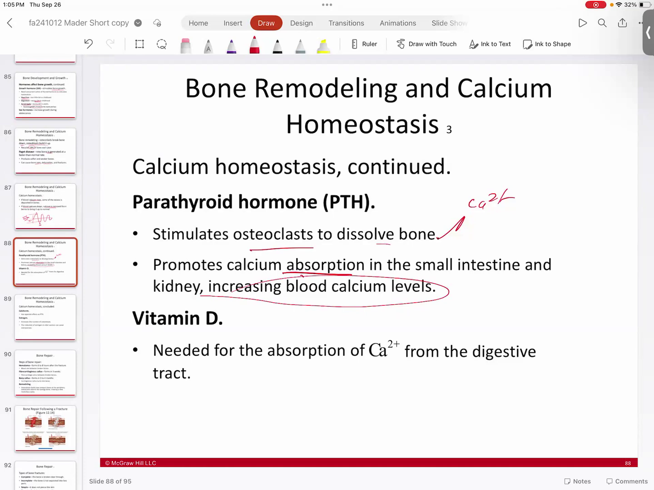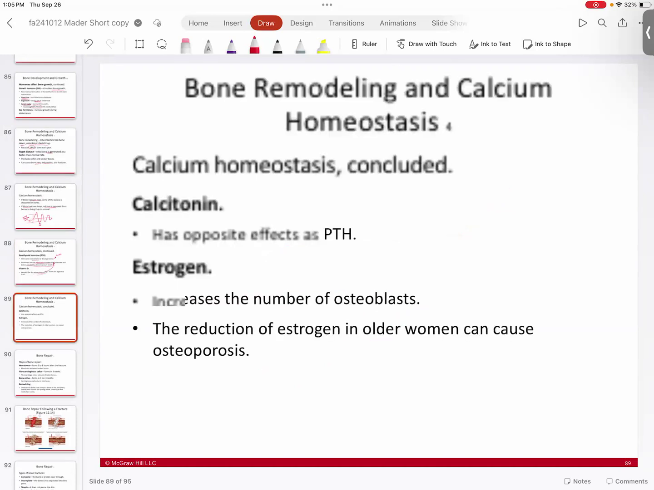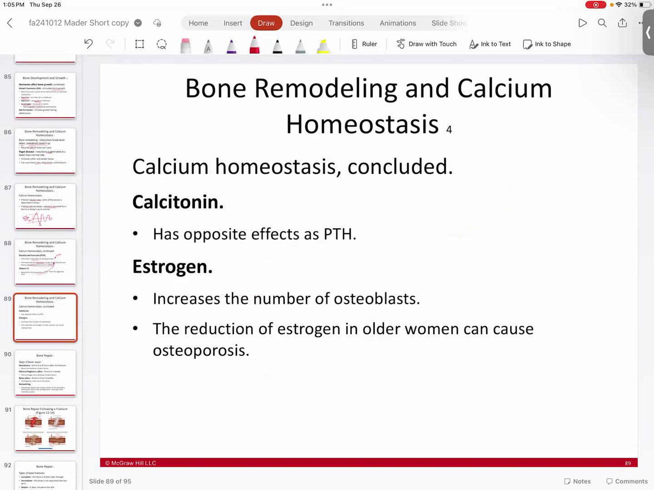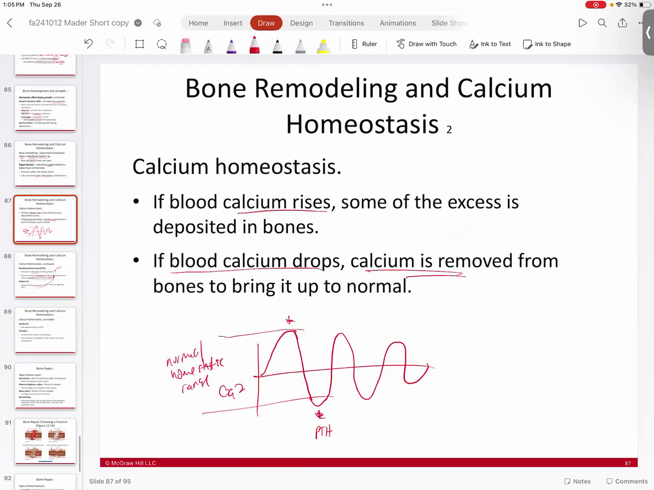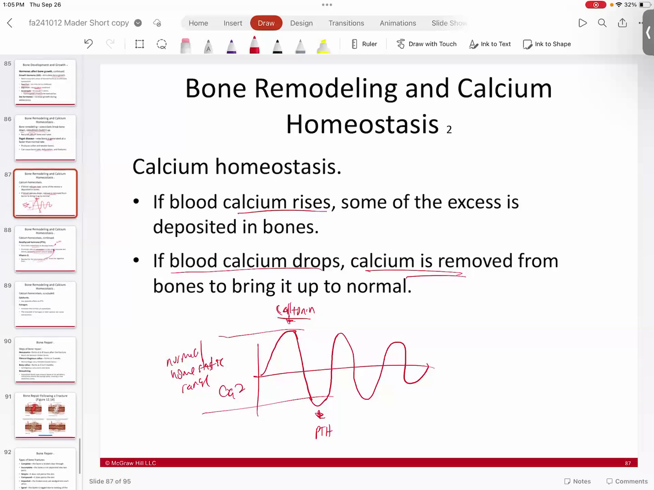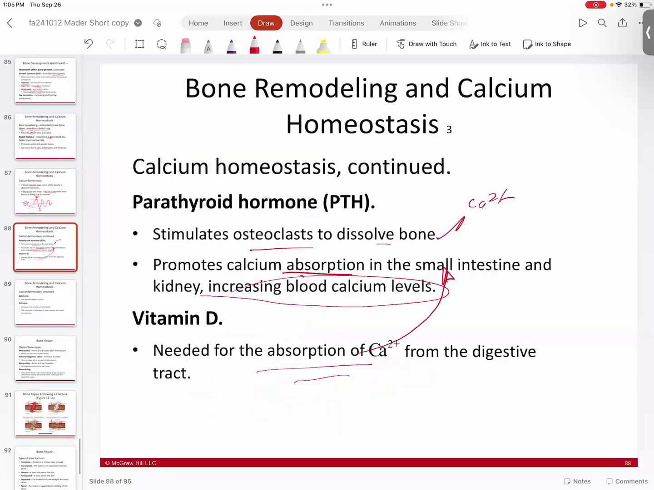Vitamin D is necessary for the absorption of calcium. So for instance, in order to get absorption in the small intestines, you need vitamin D to do that. Calcitonin has the opposite effect of PTH. So calcitonin will actually be the peak response in calcium homeostasis. So when calcium is high, it'll stimulate the urinary system to dump calcium and get rid of it.